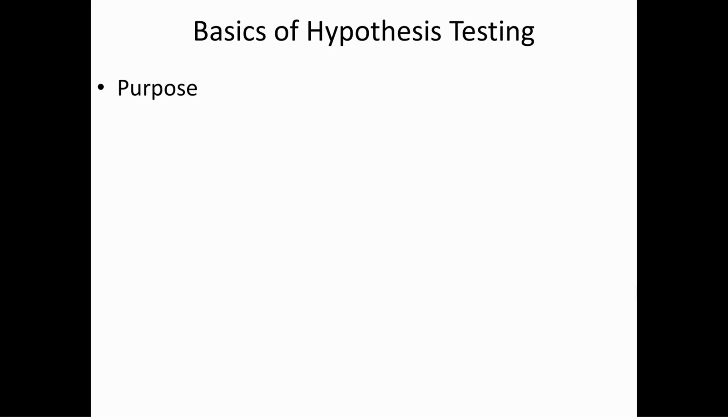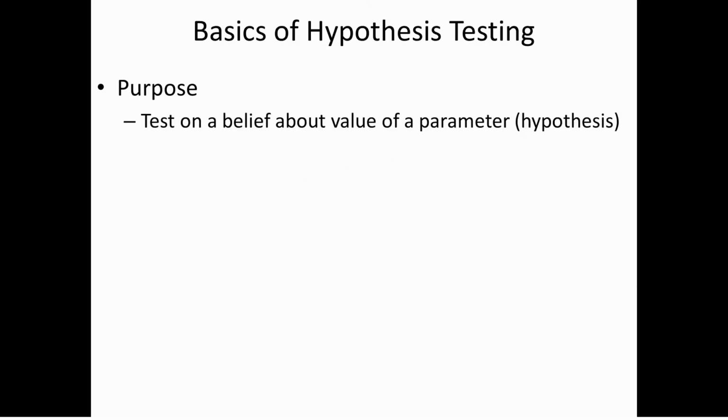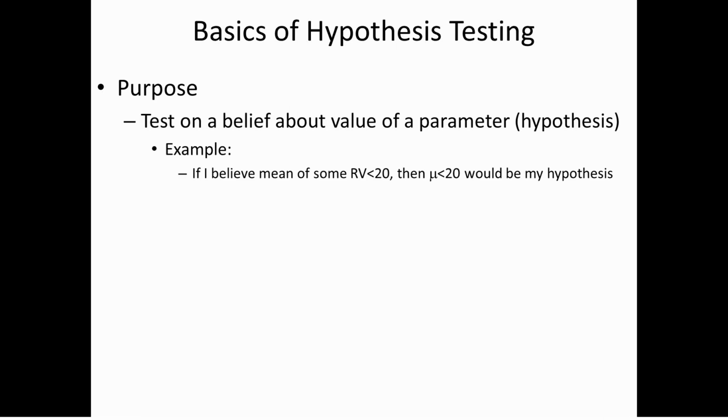Okay, what is hypothesis testing? Well, here's the basic idea. We start off with a belief about the value of a parameter. So we know the distribution of the random variable, but we don't know one of its parameters, but we think we do. We have a belief about what it is. So for example, if I believe the mean of some random variable is less than 20, then mu less than 20 would be my hypothesis.